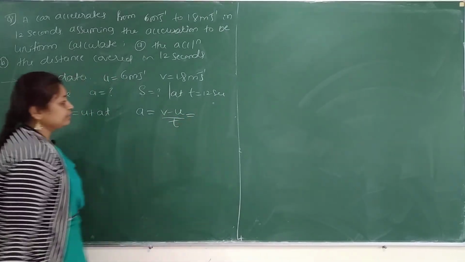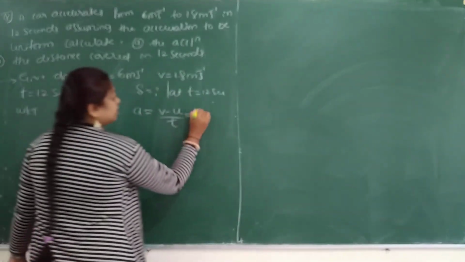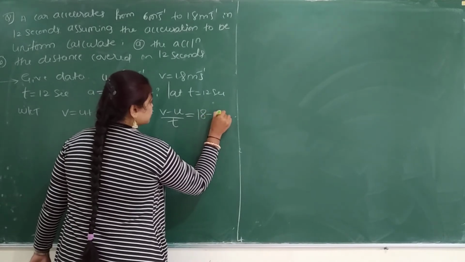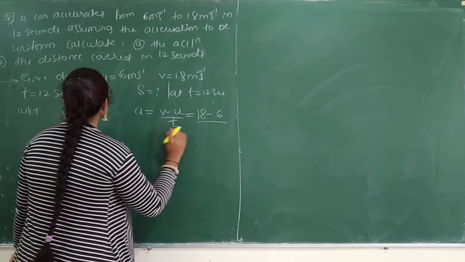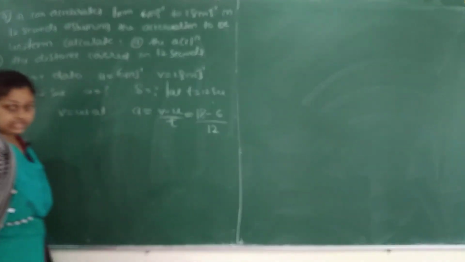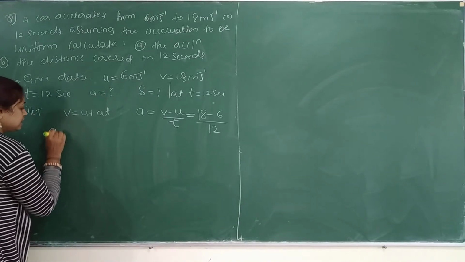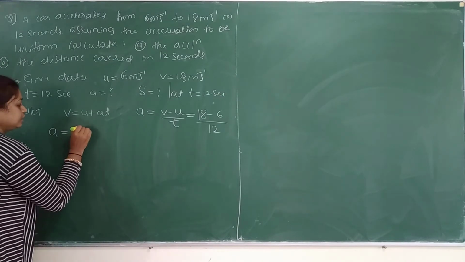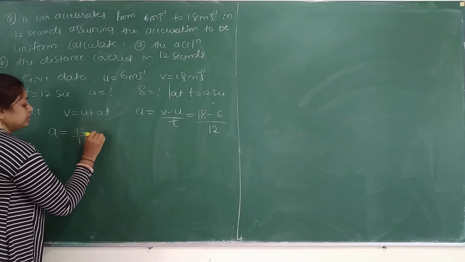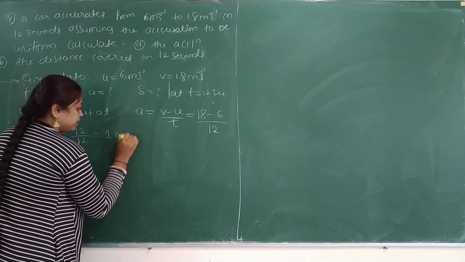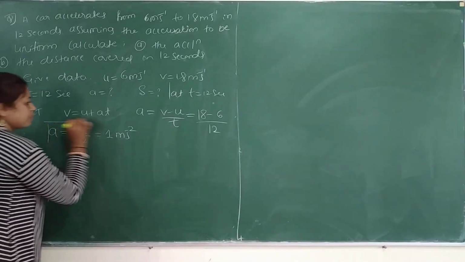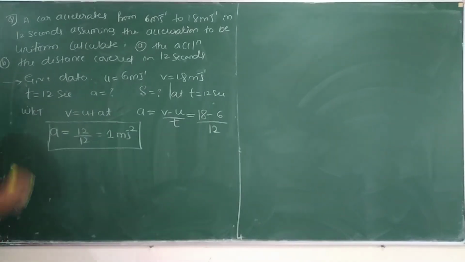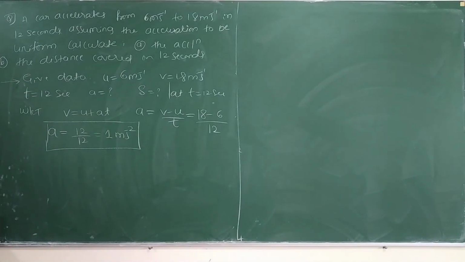Now substitute values here. V is 18 minus 6 divided by time, which is 12 seconds. Then acceleration a is equal to 18 minus 6, that is 12, by 12. This will be 1 meter per second square. So the acceleration value is 1 meter per second square.